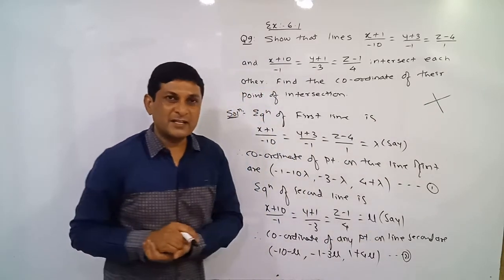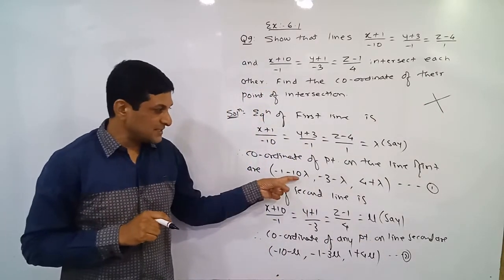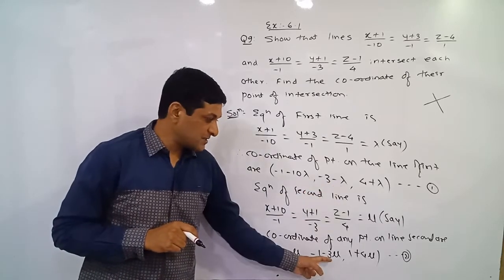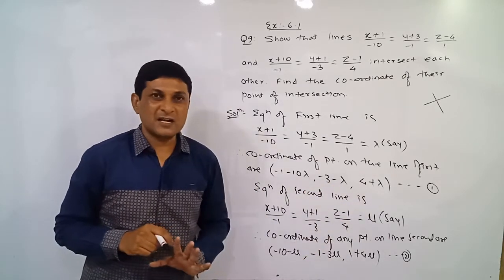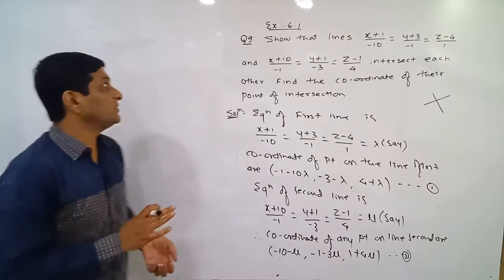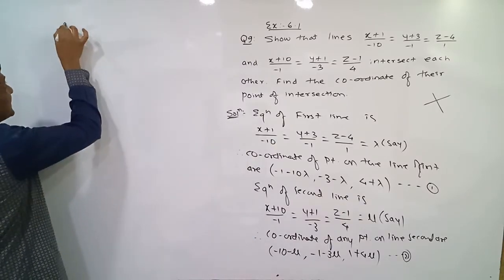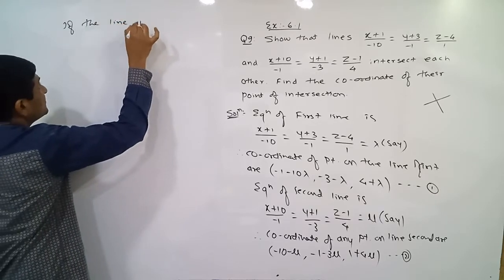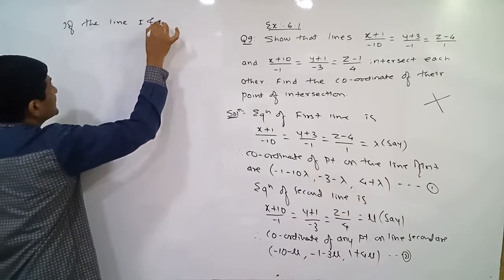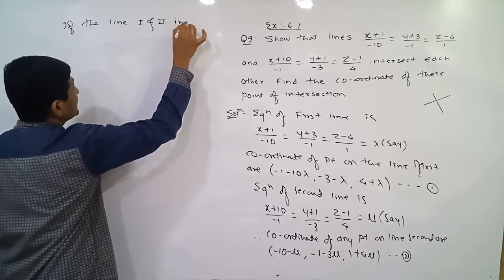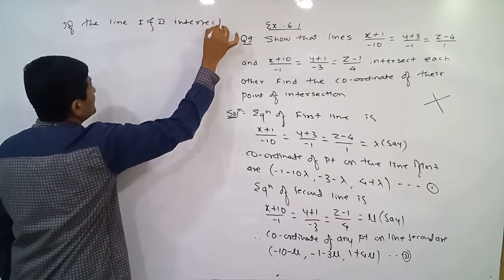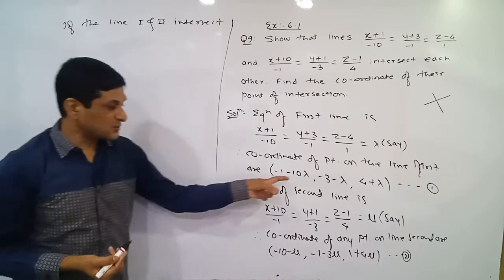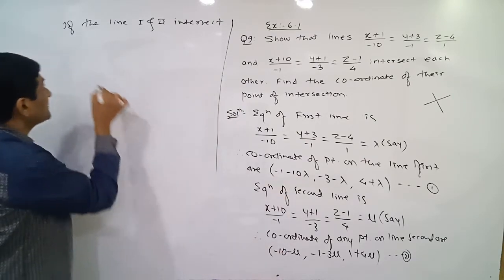Means if these two lines intersect each other, then the x coordinates of both points are equal, the y coordinates are also equal, and the z coordinates are also equal. So here we suppose that the first and second lines intersect, and let us see what we will get. If these two lines intersect, then the x coordinates are equal, means what we will get?